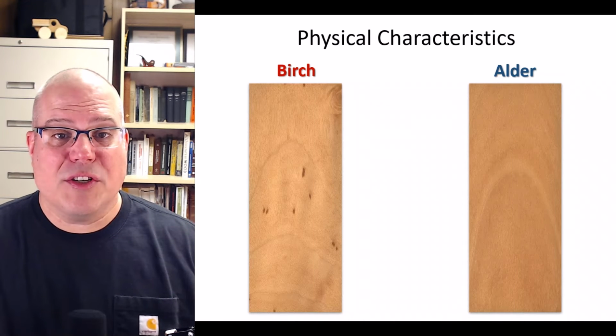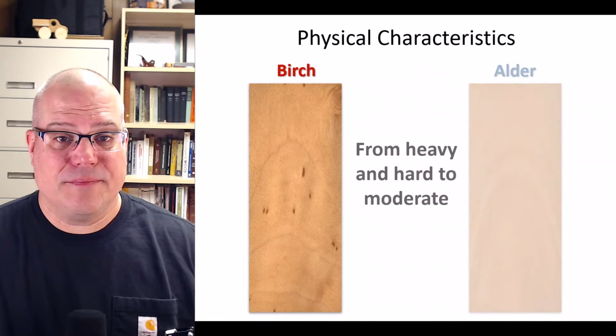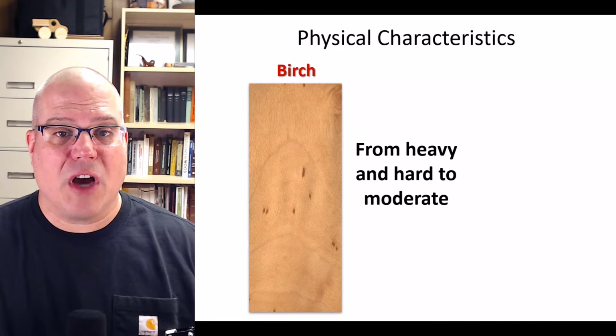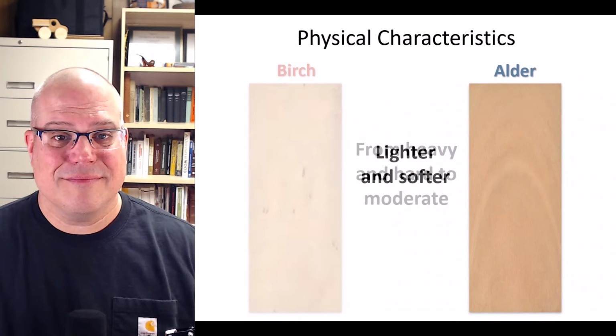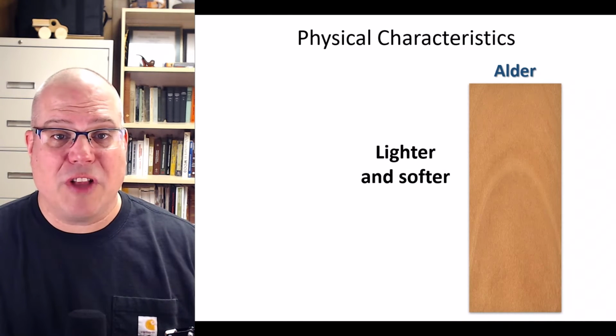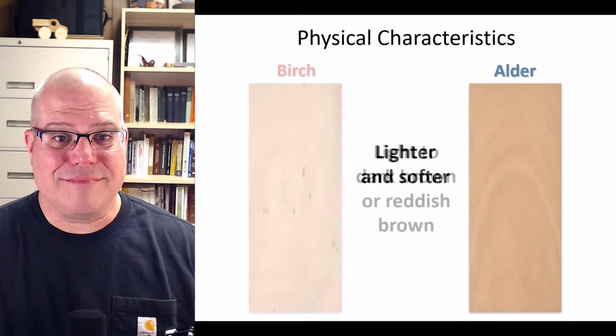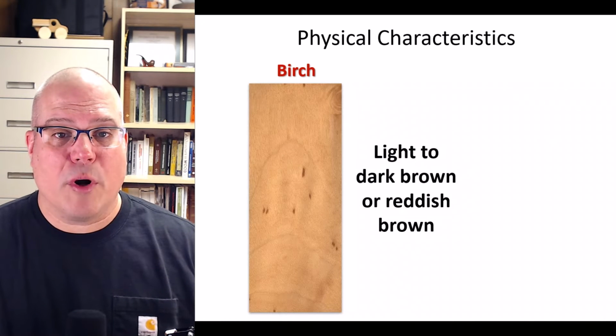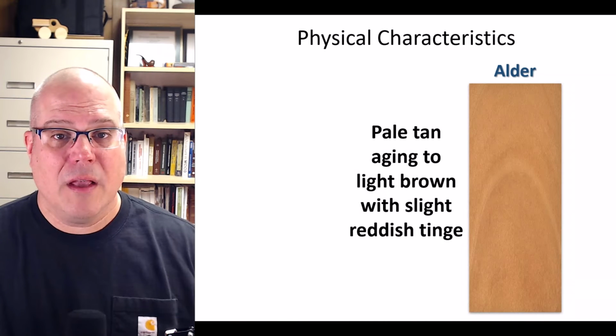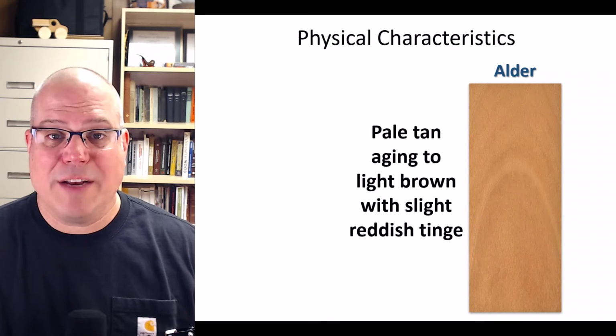We'll start with some contrasting physical characteristics. While some species of birch are heavy and hard, others can be moderate in both properties. Alder, on the other hand, is much lighter and softer. The heartwood of birch is light to dark brown or reddish brown, while the heartwood of alder is a pale tan aging to light brown with a slight reddish tinge.